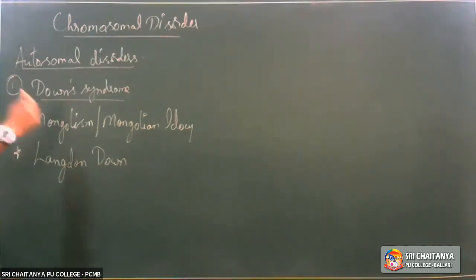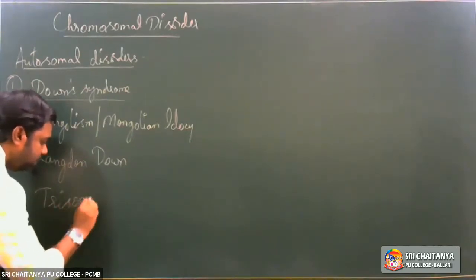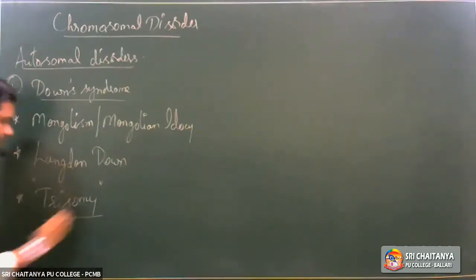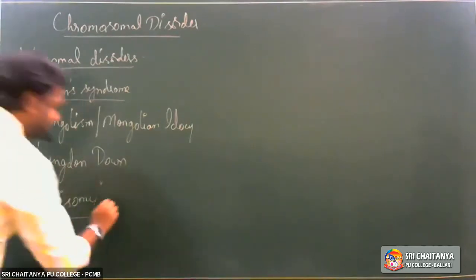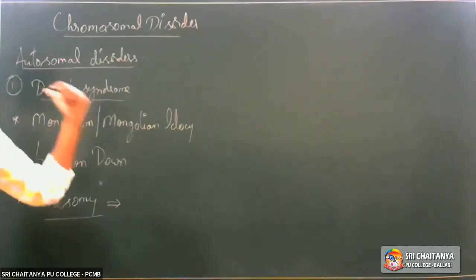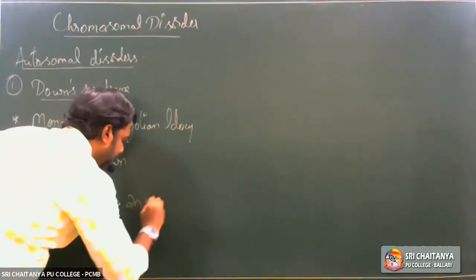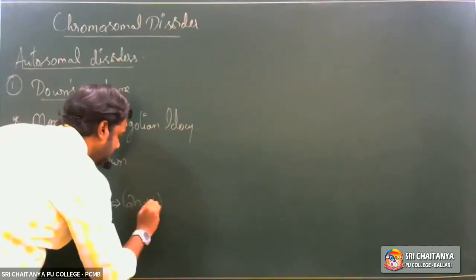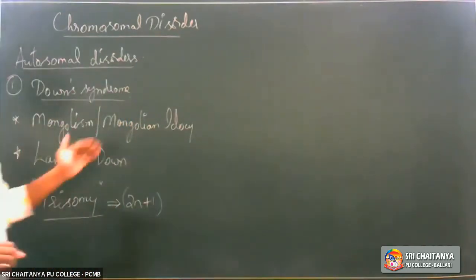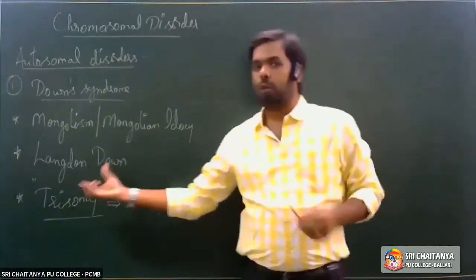So what is the cause of this Down syndrome? Down syndrome is referred to as a condition called trisomy. So what does this trisomy mean? If you could recollect when we were talking about mutations, we saw all of this: nullisomy, monosomy, trisomy. So what is this trisomy? We usually refer to it as the 2n+1 condition. This is how we refer to trisomy. So Down syndrome is because of trisomy.